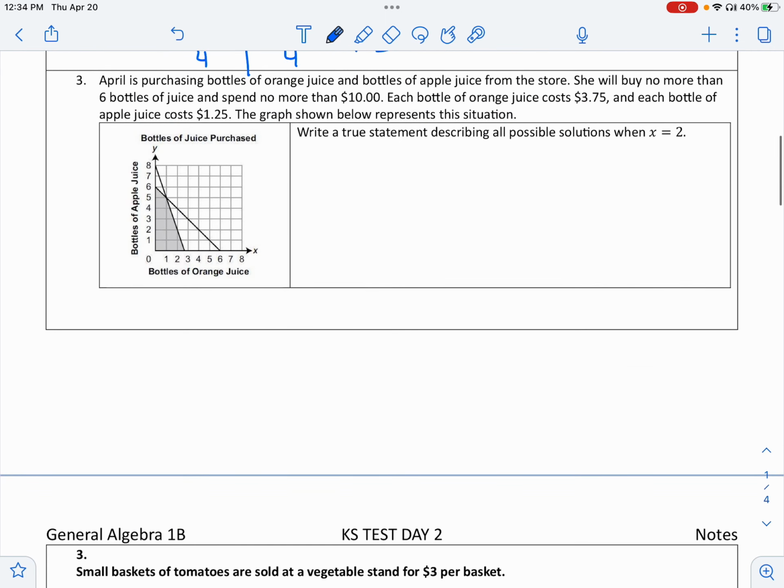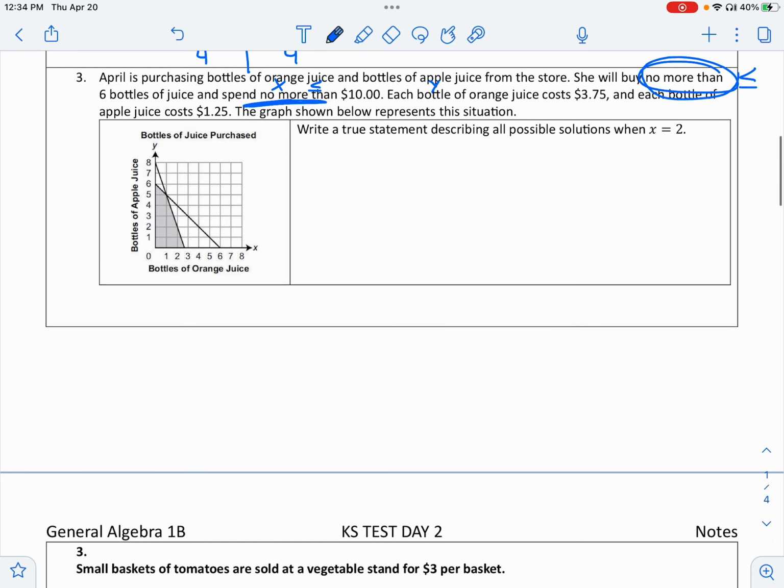Number 3, April is purchasing bottles of orange juice and bottles of apple juice. That sounds like an X and a Y to me. She's going to buy no more than, so that's less than or equal to, 6 bottles of juice altogether and no more than, less than or equal to, $10. Every bottle of orange juice is $3.75 and every bottle of apple juice is $1.25. The graph shows the solution or represents the situation. Write a true statement about x being 2. Okay, let's take a look at a true statement about x being 2.